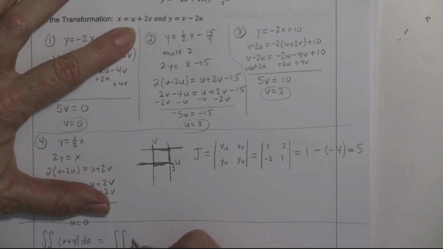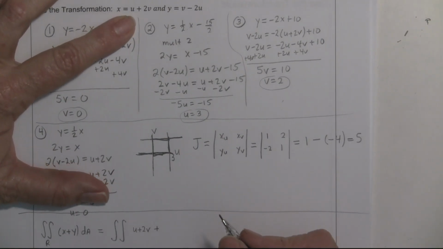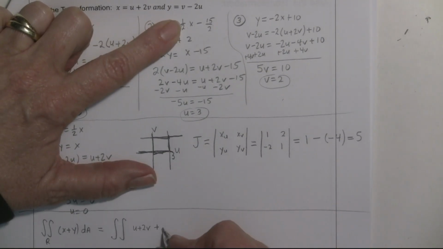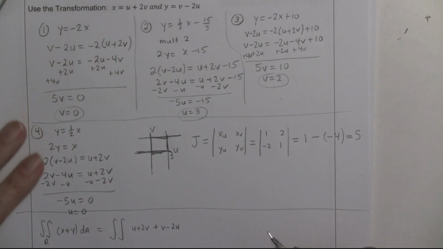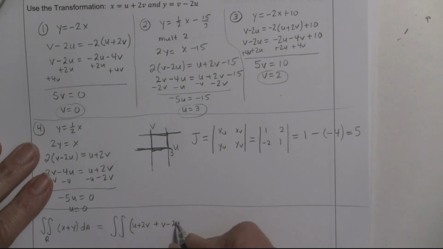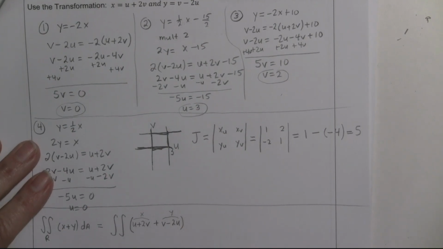And then instead of x, I'm going to have u plus 2v, because that's what x is. And then I'm going to have plus, and then y, right? I hope you can see that. And then y equals v minus 2u. So this is going to be my new integrand. This is x, this is y, and it was x plus y.